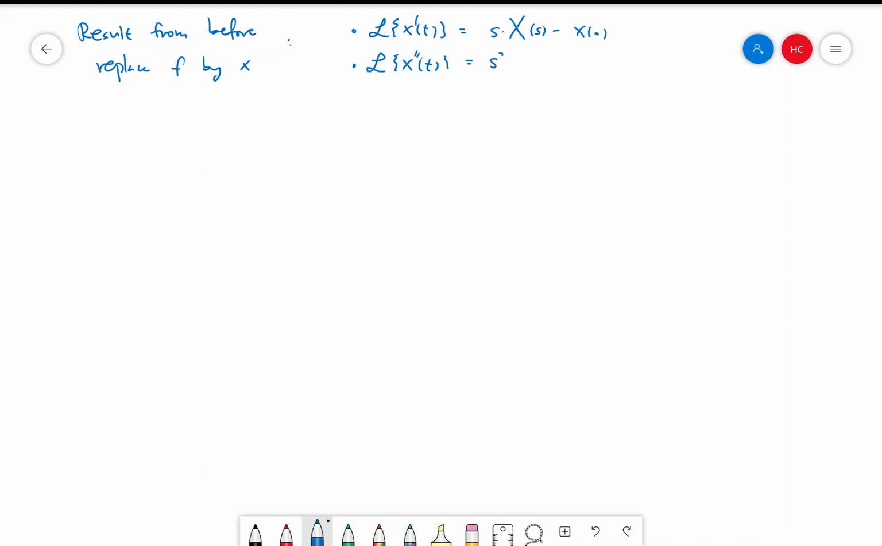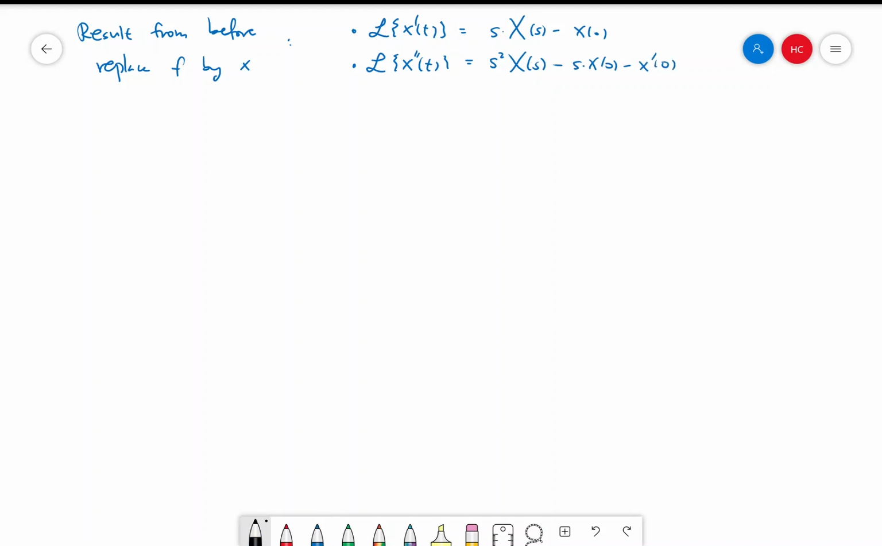Alright, so now we're ready to use Laplace transforms to solve differential equations with initial values. So let's copy the result from before, but let's replace the letter f by the letter x. So there are two results. The Laplace transform of the derivative is equal to s times capital X minus x of 0, and the Laplace transform of the second derivative has three terms: s squared times X minus s times x of 0 minus x prime of 0.